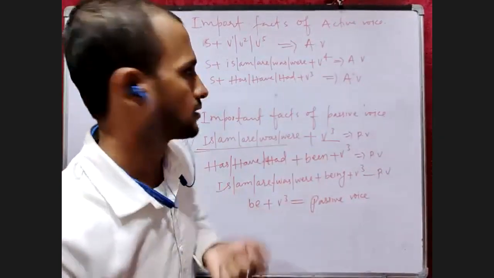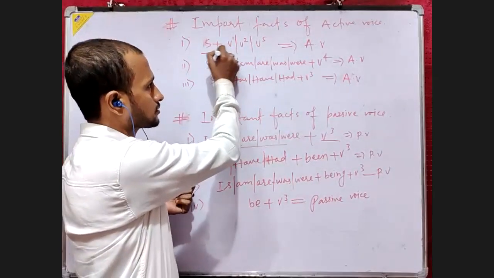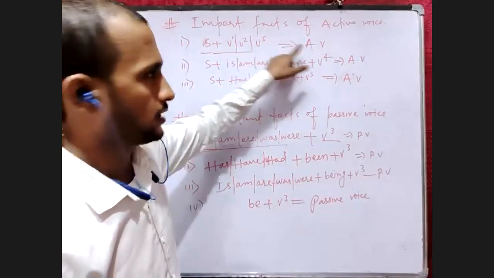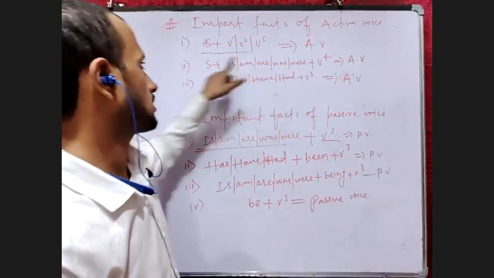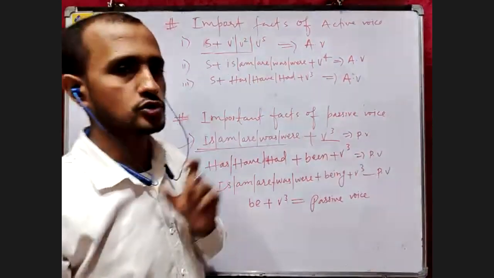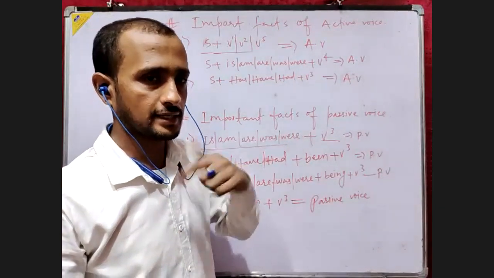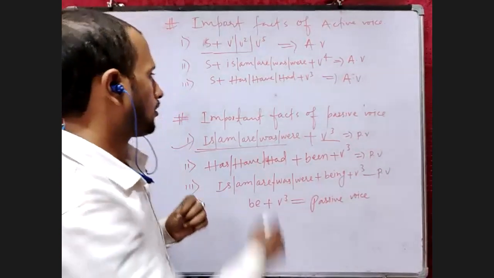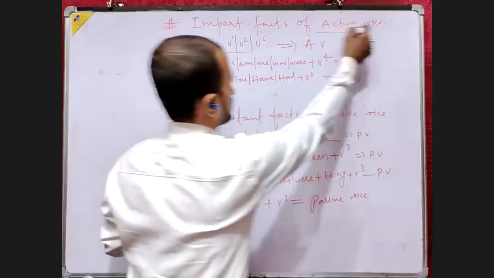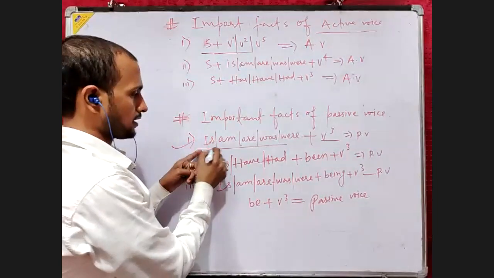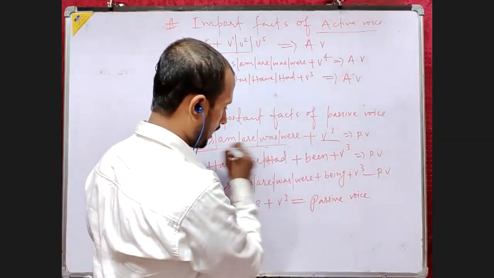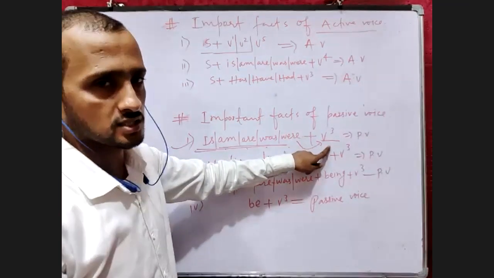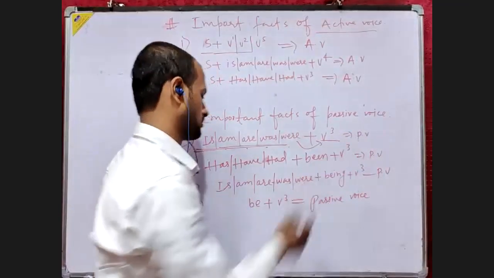How can you identify? Firstly, if you are looking at subject plus V1, V2 or V5, that will be active voice. For example: I go to Patna, I teach you, I taught you, I have taught you. All these sentences are in the active voice. If after is, am, are, was, were you are looking at V3 written, it means that will be passive.